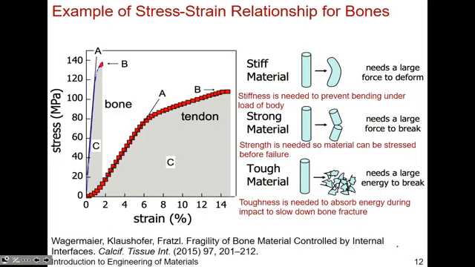We can also see that the modulus, the Young's modulus, which is a description of the stiffness, you could see that slope is much higher than that of tendon, okay? So when we're describing stiffness, when we're describing higher modulus or larger modulus, we're saying that it needs a larger force to deform, which makes sense since the y-axis is in units of megapascals or newtons per meter, and the x-axis is just unitless.